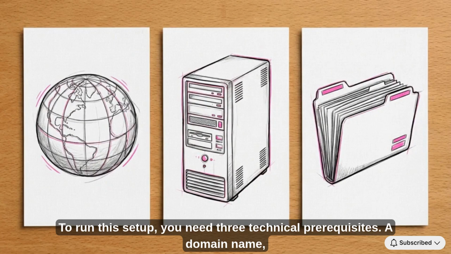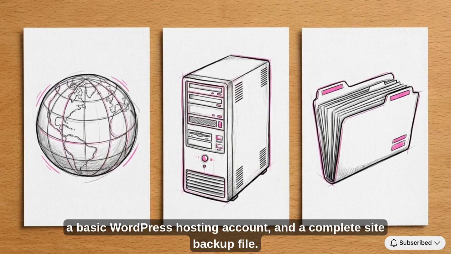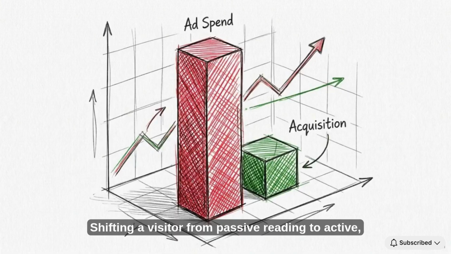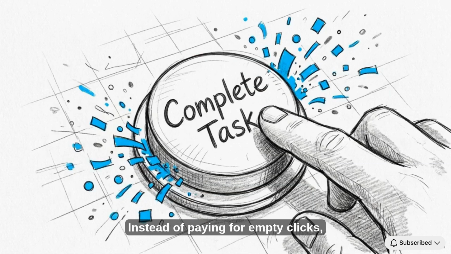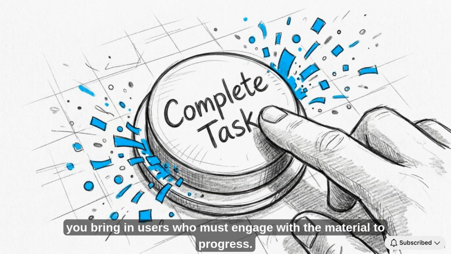To run this setup, you need 3 technical prerequisites: a domain name, a basic WordPress hosting account, and a complete site backup file. Shifting a visitor from passive reading to active, gamified participation reduces the cost of acquiring traffic. Instead of paying for empty clicks, you bring in users who must engage with the material to progress.